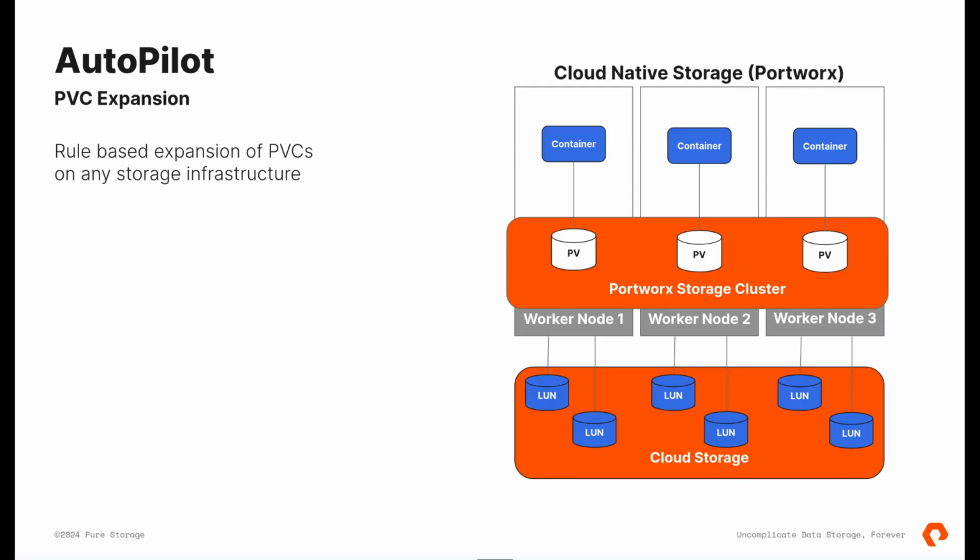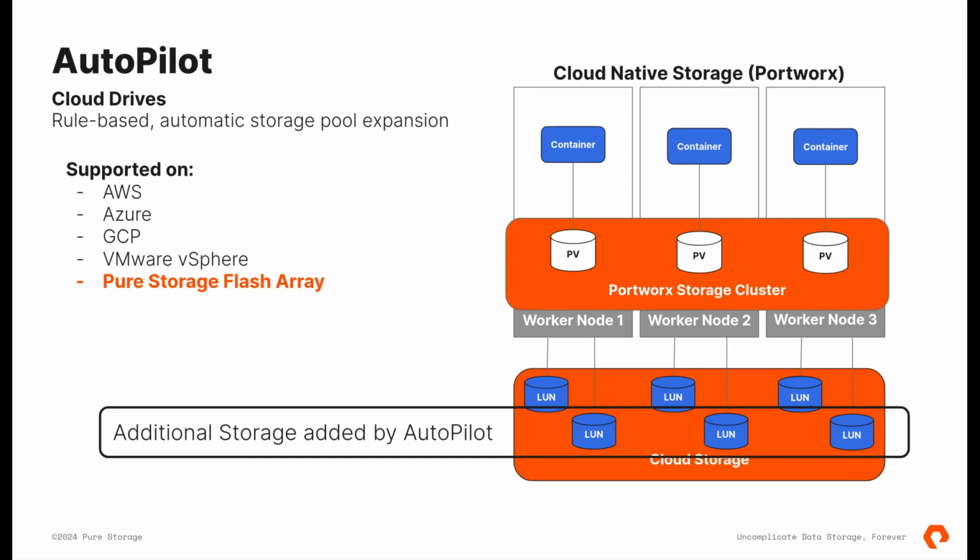Today I will be demoing Autopilot. Autopilot is a Portworx feature that provides automatic capacity management for persistent volumes. Autopilot uses rules to detect when a persistent volume reaches a capacity threshold and performs an action, such as automatically growing the volume. Autopilot can also manage Portworx storage pools to automatically increase backend capacity.